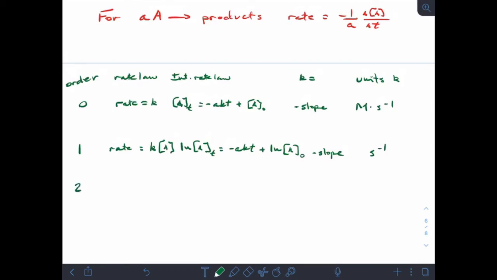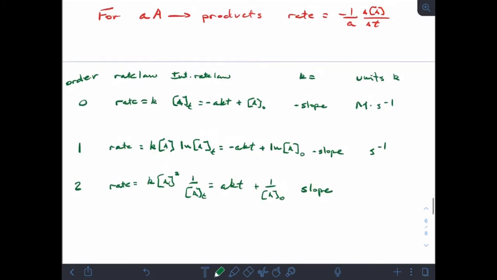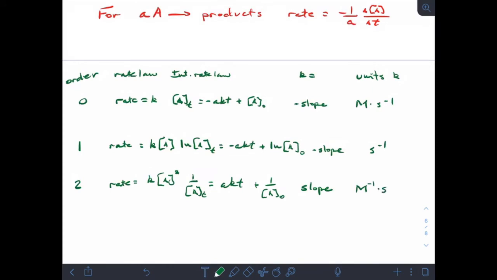For second order, we'll have rate equals k[A] squared. Our integrated rate law is 1 over [A] at time t equals positive kt plus 1 over [A]0. Remember, second order is the only one that has a positive slope. So k from the graph will equal the slope, and our units will be inverse molarity seconds, so 1 over molarity times seconds.